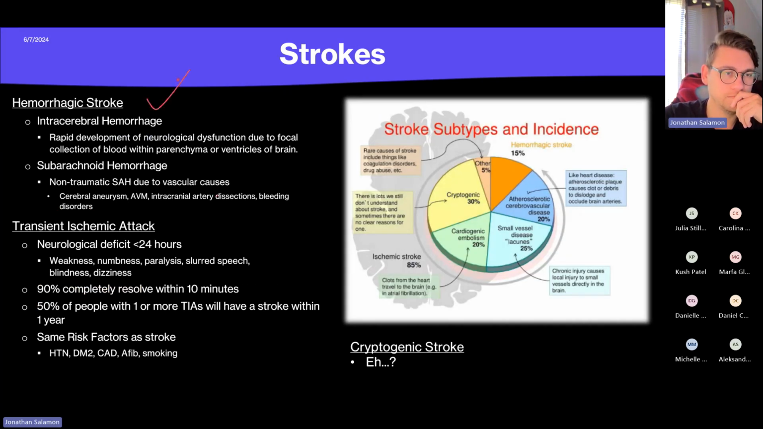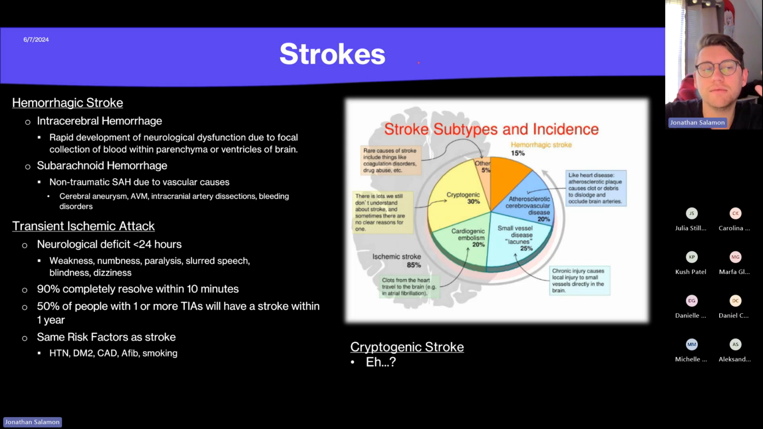Hemorrhagic stroke. I guess I should have mentioned this. Technically, we think of strokes as blood clots in the brain. But technically, a stroke is any event that eliminates blood supply to the brain, causing permanent or long-term neurological damage.